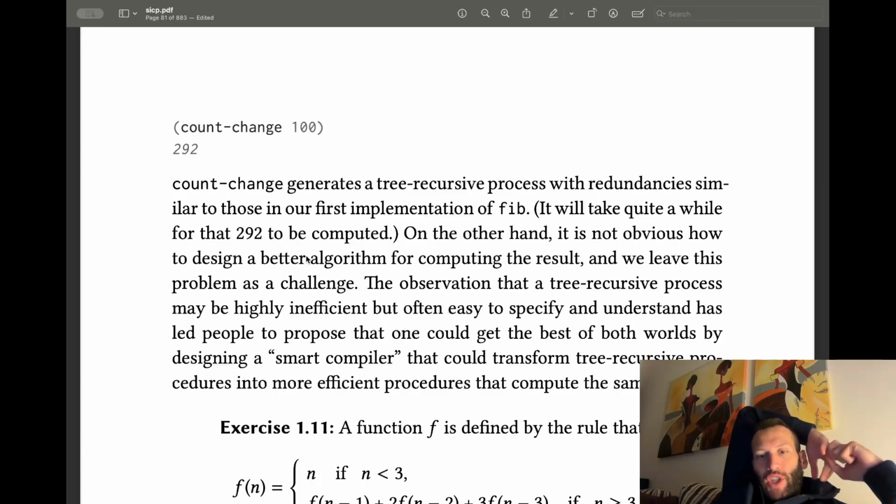The observation that a tree-recursive process may be highly inefficient but often easy to specify and understand has led people to propose that one could get the best of both worlds by designing a smart compiler that could transform tree-recursive procedures into more efficient procedures that compute the same result.